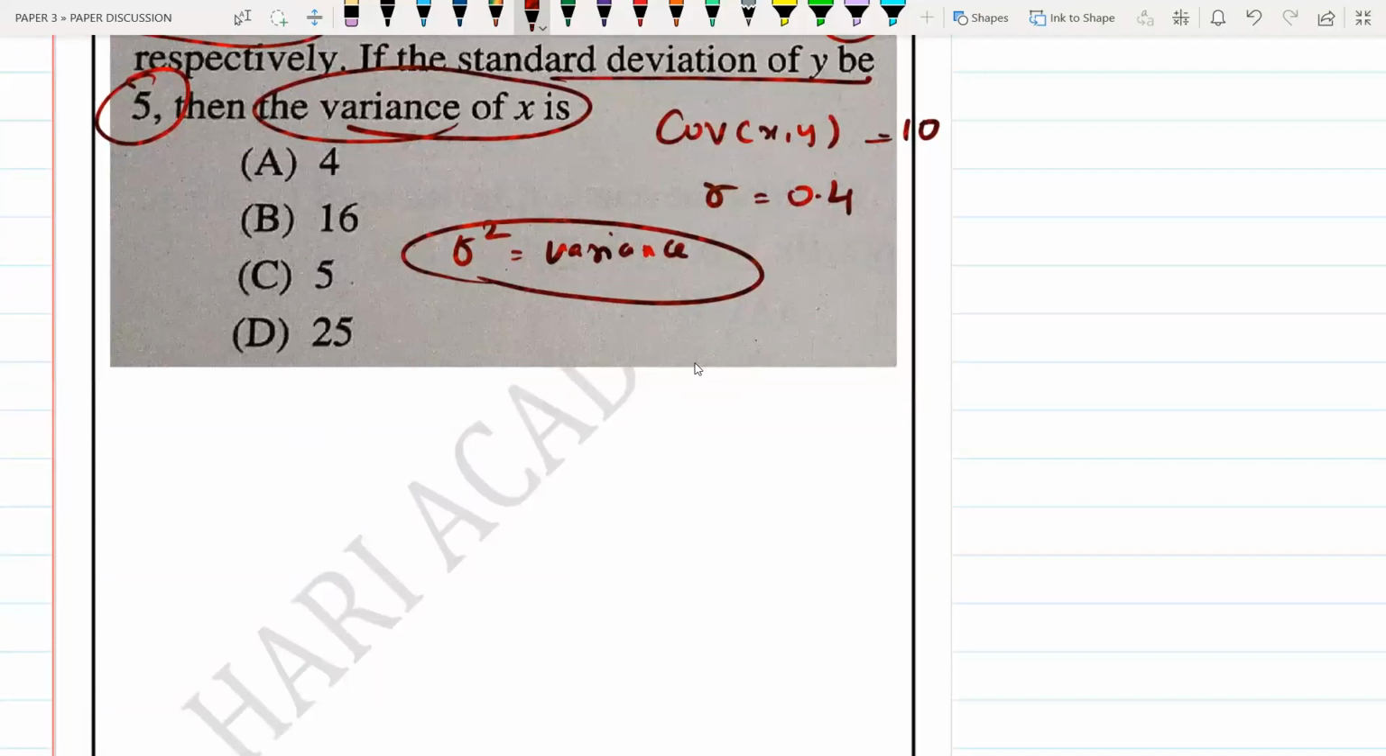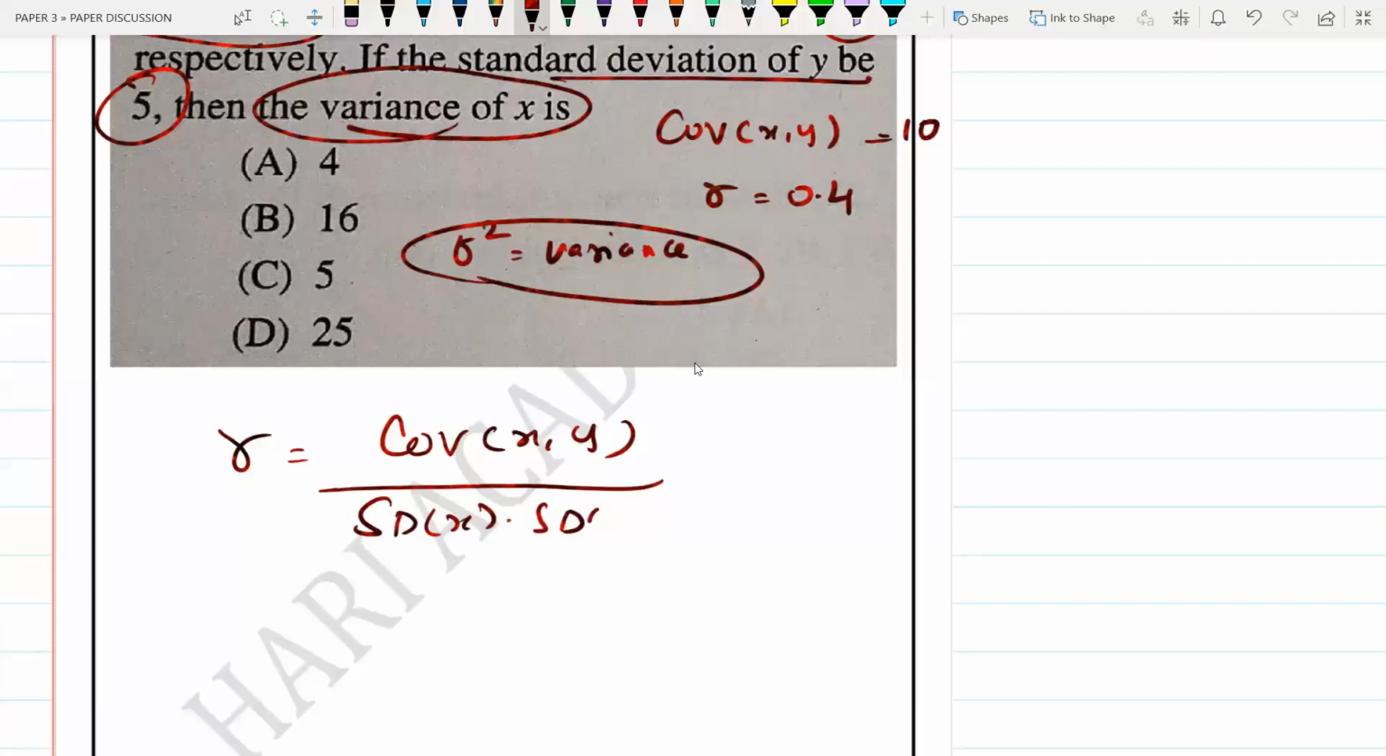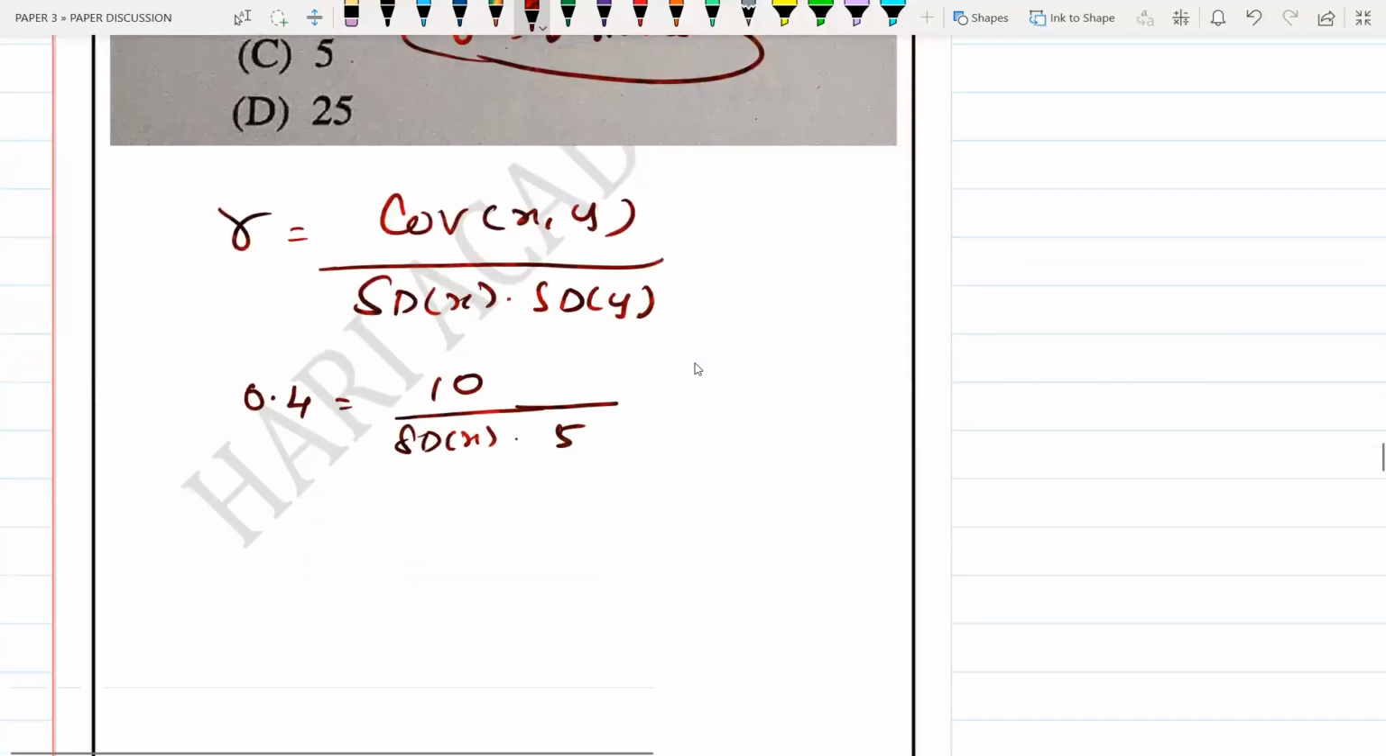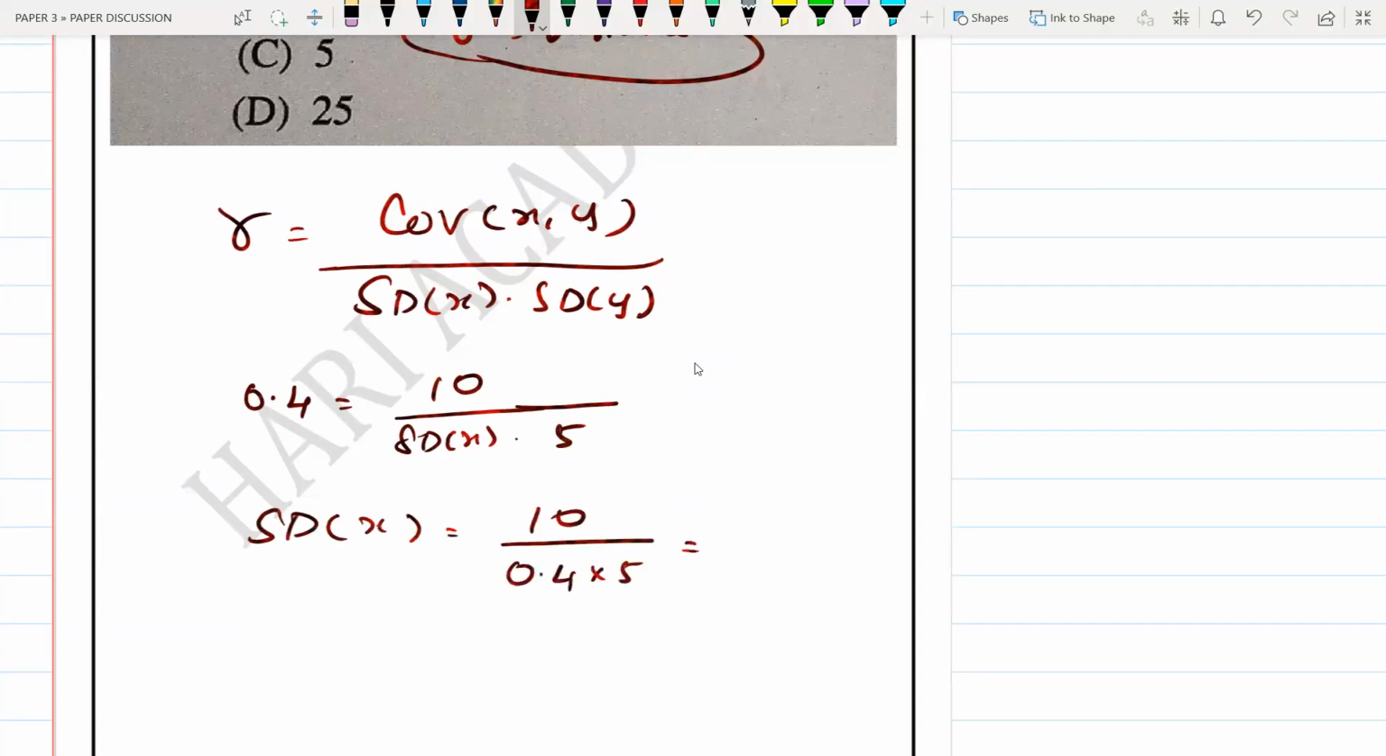We know the formula: R is equal to covariance of x comma y divided by standard deviation of x into standard deviation of y. So 0.4 is equal to 10 divided by standard deviation of x into standard deviation of y, which is 5. So standard deviation of x equals 10 divided by 0.4 into 5, which becomes 5. So standard deviation of x is also 5.